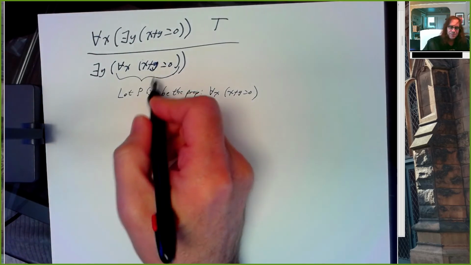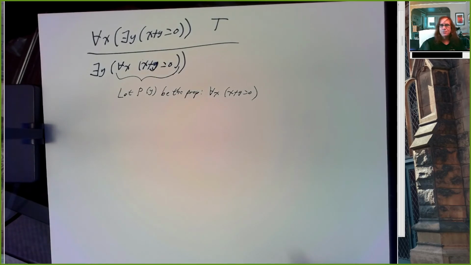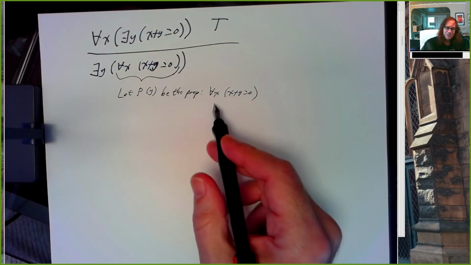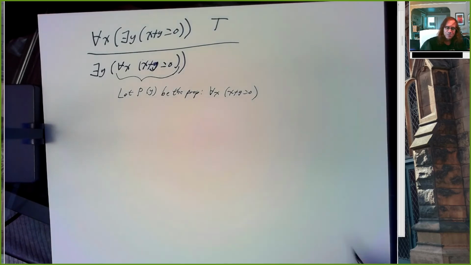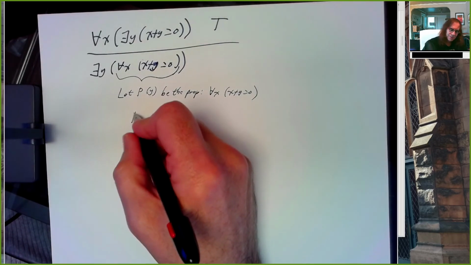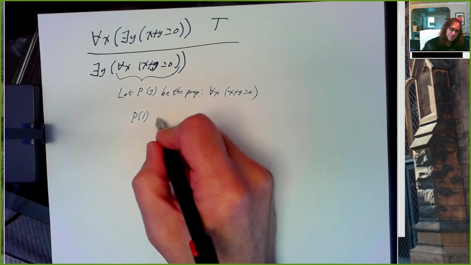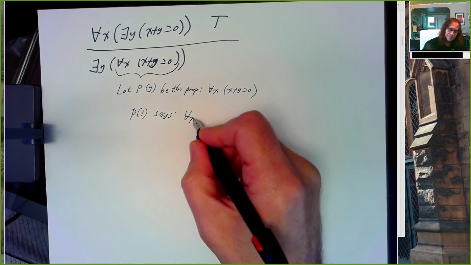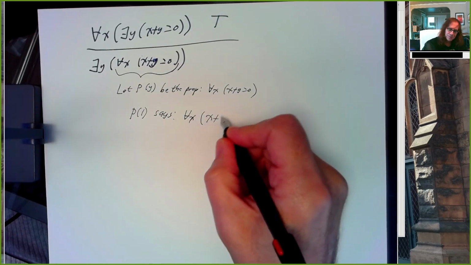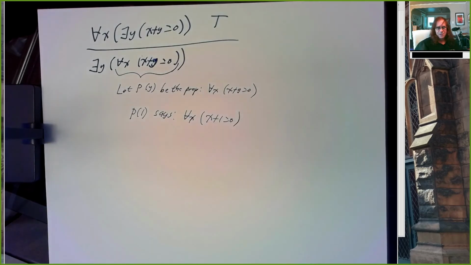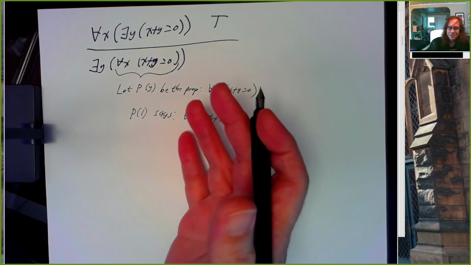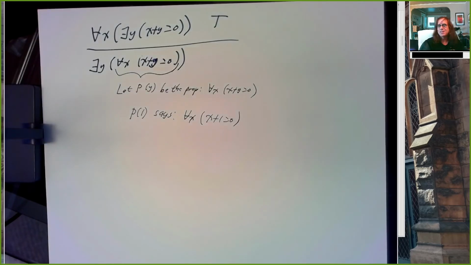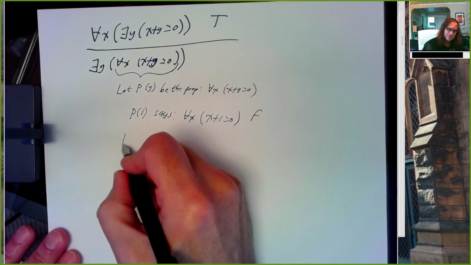So if we write this middle part as p of y, it's a proposition in the unknown variable y. This is the proposition that for all x, x plus y is equal to 0. So let's just look at a few values. What does p of 1 say? P of 1 says for all x, x plus 1 is equal to 0. Well, that's clearly false, right? It's not true that for all x, x plus 1 is equal to 0. If I said x equal to 5, 5 plus 1 is not 0. So p of 1 is false.